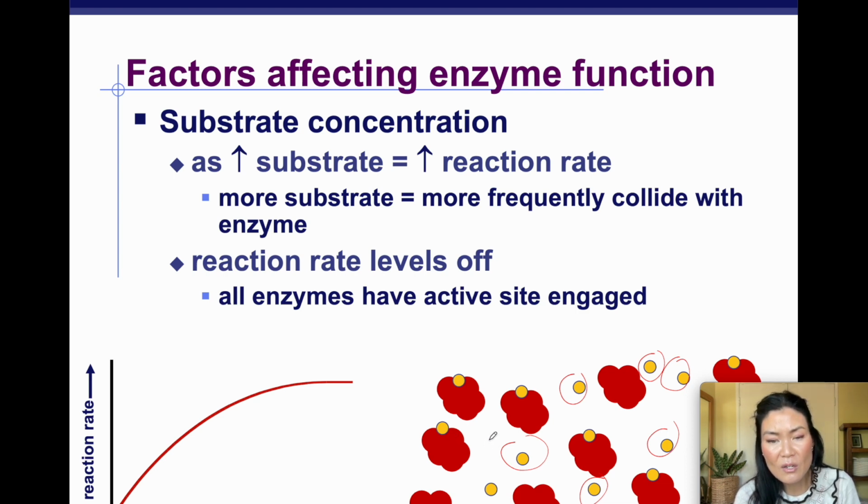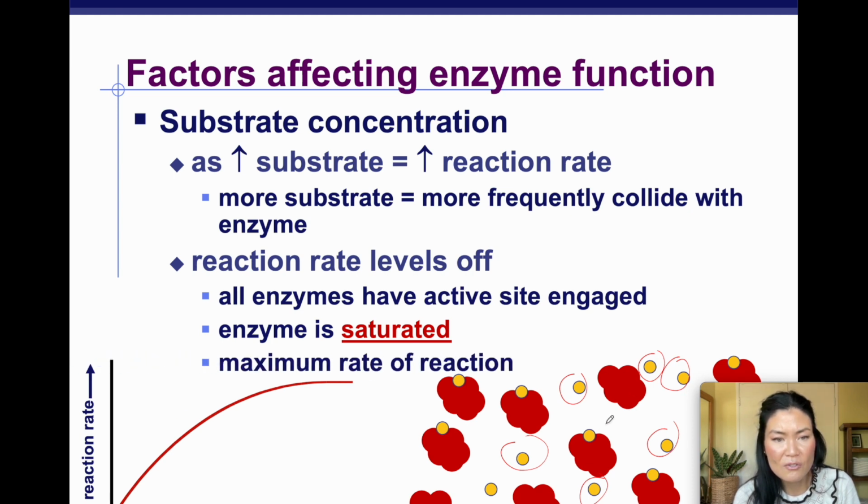We're not increasing the amount of enzymes, we've increased the amount of substrate, and all the enzymes are engaged, they're all doing their job. That's why it levels off, because the amount of enzymes is the limiting factor. The enzymes are saturated. They're at the maximum rate of reaction.